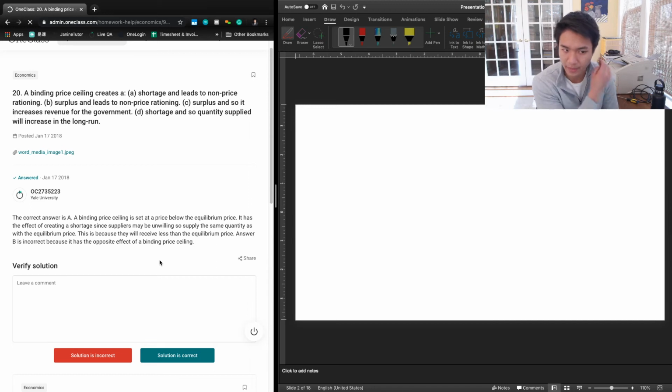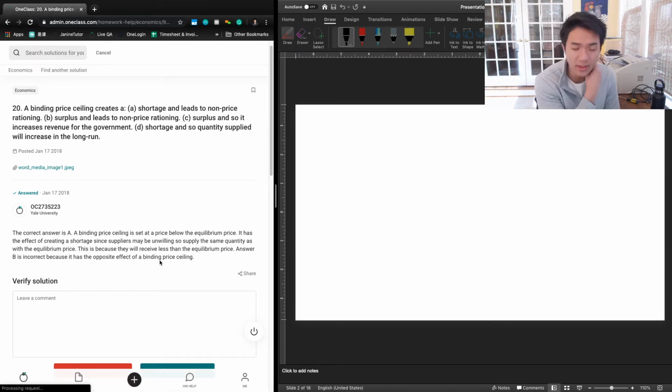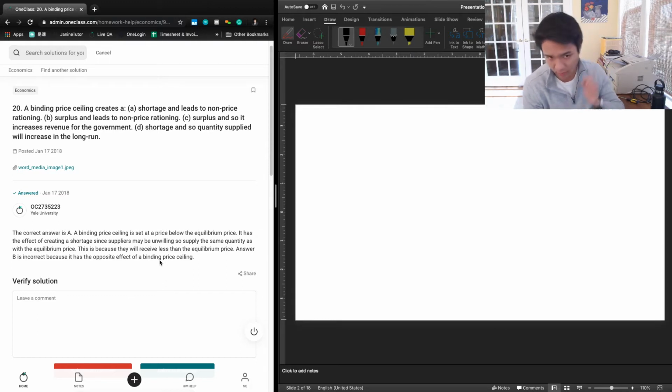Okay. Next question says, a binding price ceiling creates A, shortage and leads to non-price rationing. B, surplus and leads to non-price rationing. C, surplus and increases revenue for the government. And D, shortage and so quantity supplied will increase in the long run.